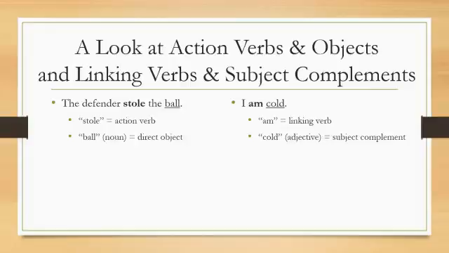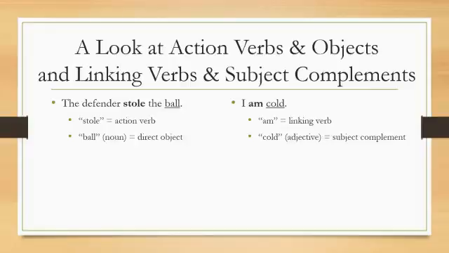Now here's a different situation. I am cold. Am is a linking verb, and the main difference between an action verb and a linking verb is, an action verb, not surprisingly, describes an action, but linking verbs can also describe states of being, okay? And for that reason, the subject complement, or the air quote direct object of a linking verb can also be an adjective, and that's what we have here. I am cold. Cold is an adjective. I could say I am a teacher, and teacher is a noun. That's fine. But I can also say I am cold, and cold is an adjective.